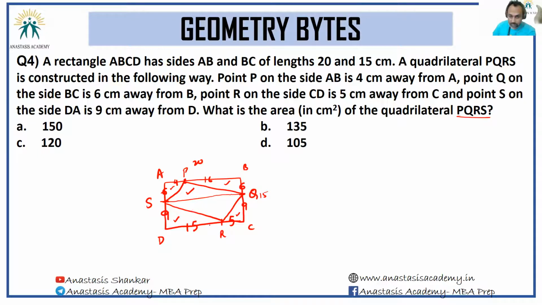This SRQ is half of DCQS. Can I simply say PQRS will be half the area of ABCD? Area of ABCD is 15 into 20. So area of PQRS will be half of this, which is equal to 150. Yes, you can use these portions and get your answer, but this would also do.